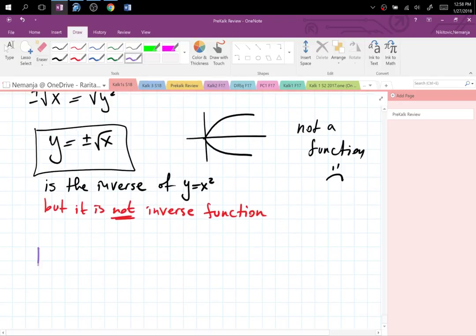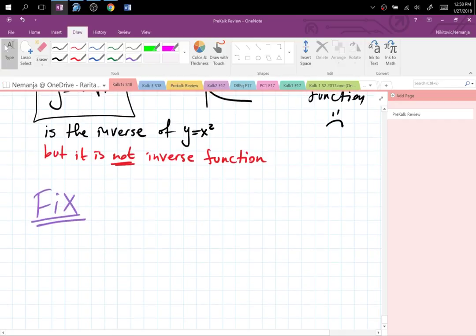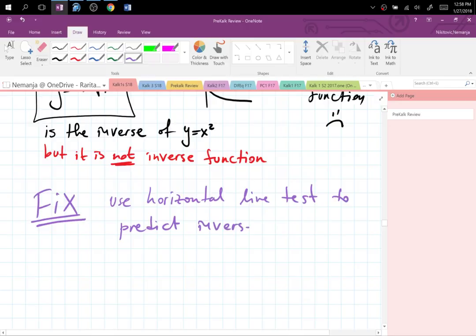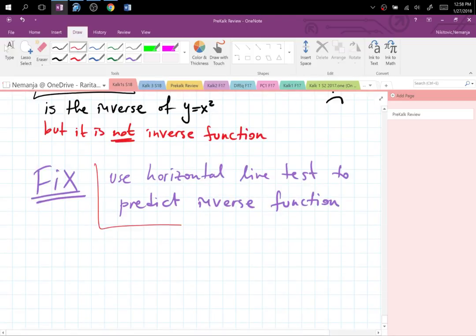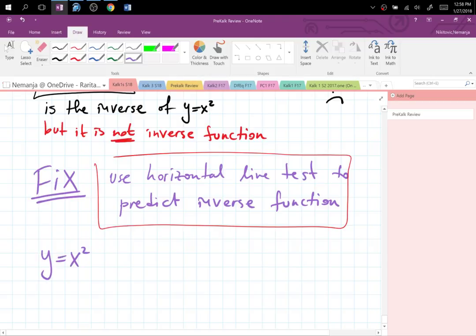Now let's fix it. So use the horizontal line test to predict inverse function. I put this in a box. So what was my original function? It was y equals x squared, and it looked like this. You see how it fails the horizontal line test, HLT?